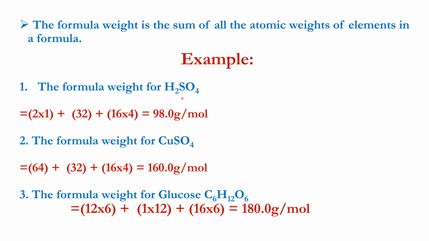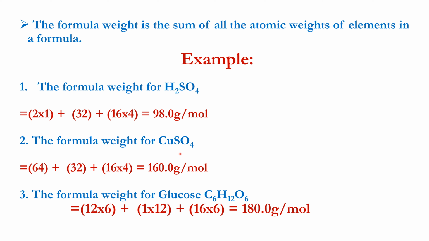For H2SO4, we start by adding up all the atomic weights of the different elements. Hydrogen has atomic weight of 1, so we multiply by 2 because of the subscript 2, plus 32 for sulfur, plus 16 for oxygen. We multiply by 4 because there are 4 oxygen atoms in the compound. When we add up all, we get that the formula weight for H2SO4 is 98 grams per mole. Grams per mole is the unit for formula weight.